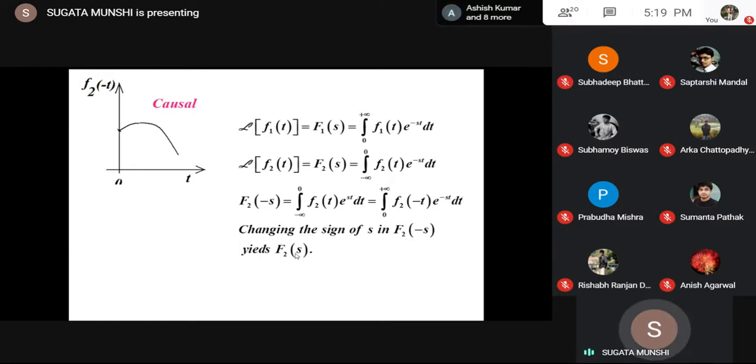You have obtained capital F1(s) straightaway. Now capital F2(s) has also been obtained. So you can add these two to get the complete Laplace transform.